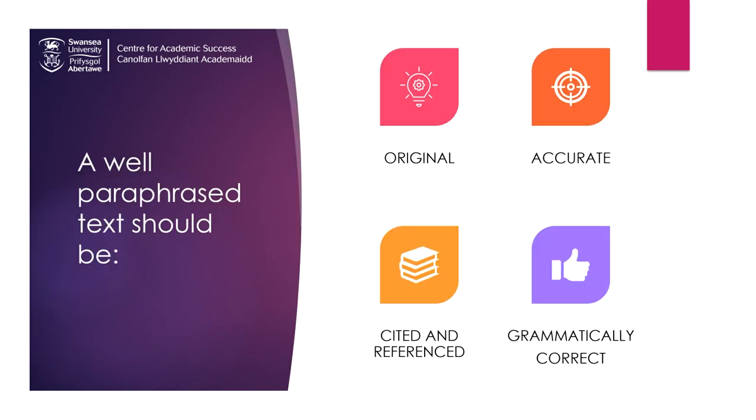A well-paraphrased text needs to have all of the following qualities. First, it needs to be original, and this means that the phrasing should be completely different from the original text. You'll use different words, different sentence structure, even different punctuation. We'll talk more about how to do this in a little while.